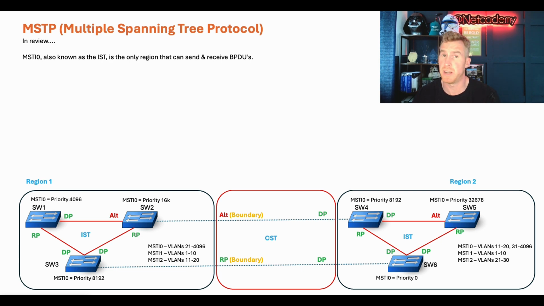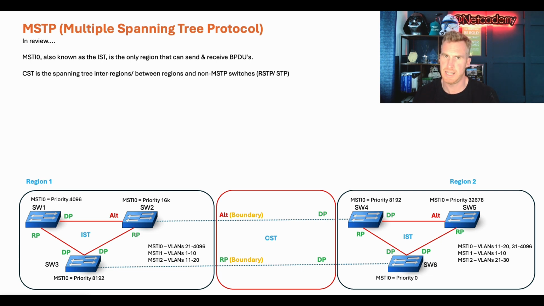So that means from 21 up, they're just by default non-active and go into that MSTI 0. And it is the only instance where you send and receive those bridge protocol data units. And it creates that loop-free topology for all instances.